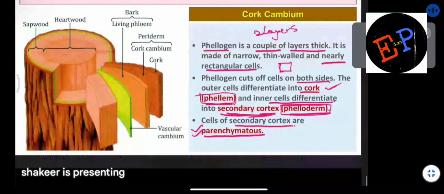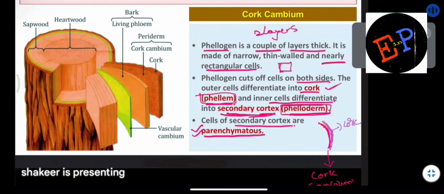See, for example, if this is the cork cambium, let us call it cork cambium. So it divides on the outside, and on the outside another layer is formed. Which color shall I use? I will use this color. This layer is called what? This layer is called cork.